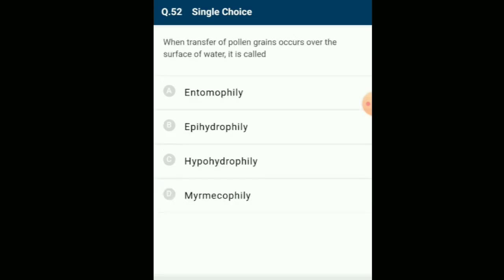Question number 52. When transfer of pollen grains occurs over the surface of water, it is called. Entomophily is pollination by insects. Myrmecophily is pollination by ants. The pollination which takes place on the surface of water is called epihydrophily. The pollination which takes place inside the water is called hypohydrophily. In Vallisneria, the female flower reaches the surface of water by a long stalk and the male flower or pollen grains are released onto the surface of water. Thus it shows epihydrophily. So the answer is option B, epihydrophily.